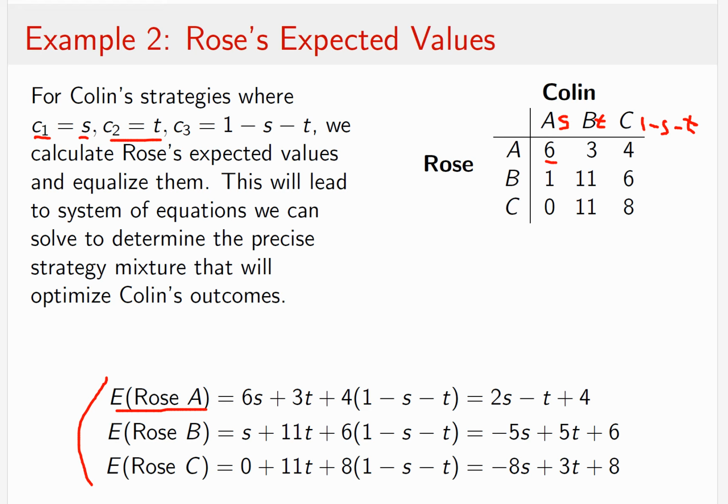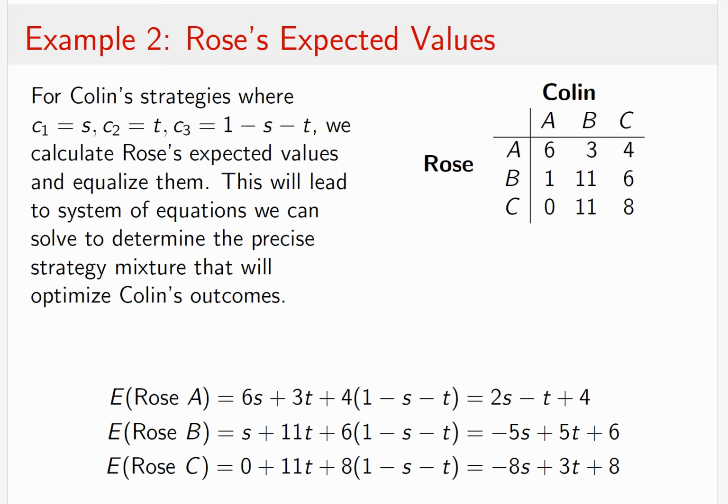Well, Rose A is 6S plus 3T plus 4 times 1 minus S minus T. So I have 6S minus 4S, which is 2S. I have 3T minus 4T, which is negative T, and I have a plus 4. All right, so just the same as before, except for now we're going across the rows.